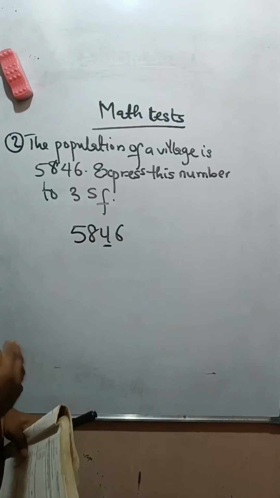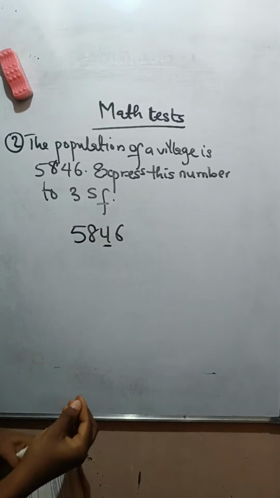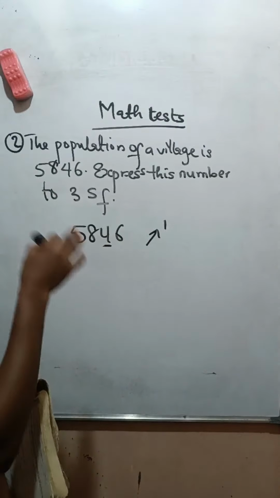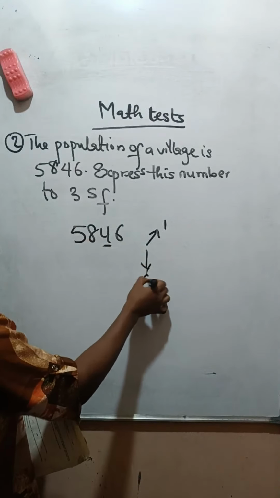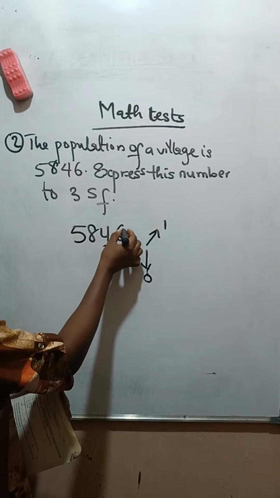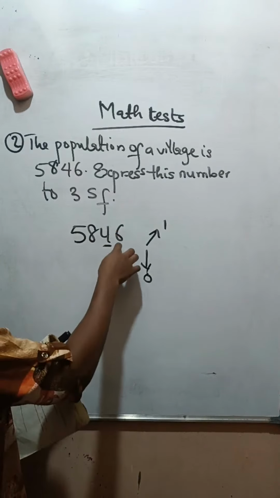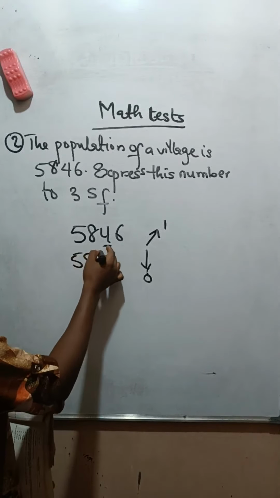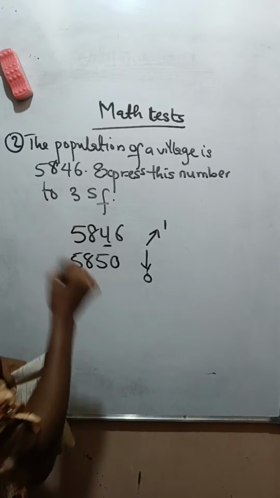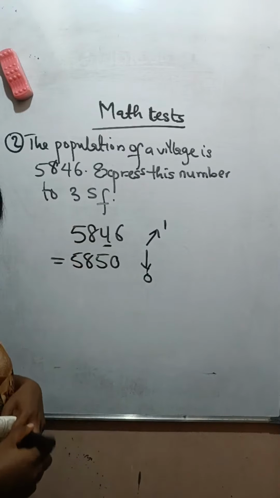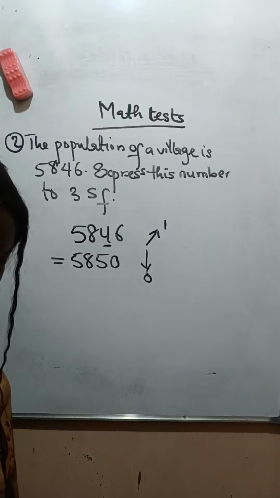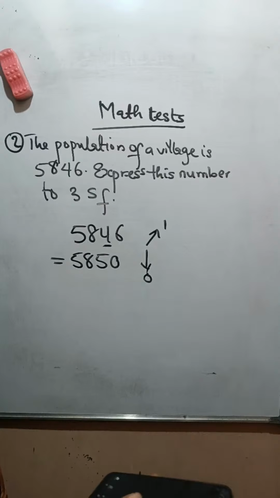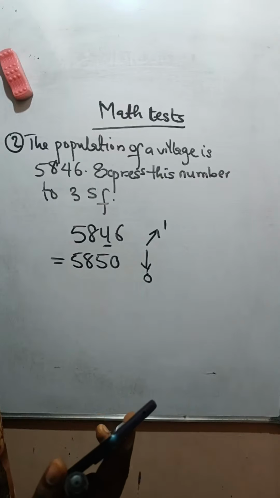We check. If the digit is 5 or more, we round up. If it is less than 5, we round down. So 6 is more than 5, so we round up. So we're going to call this 1 and we add it to 4. So now we have 585. Then we replace this with 0. So this will be the answer in 3 significant figures. Yes, that will be the answer in 3 significant figures.